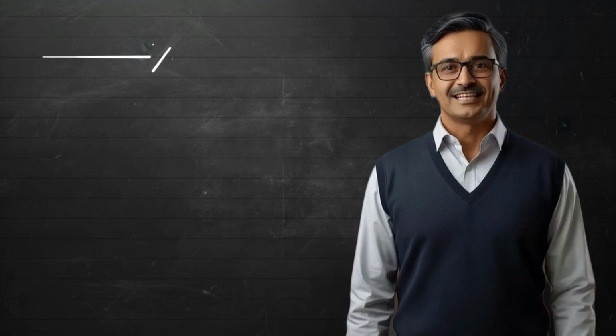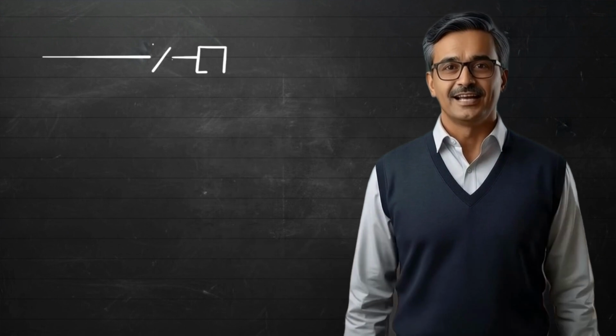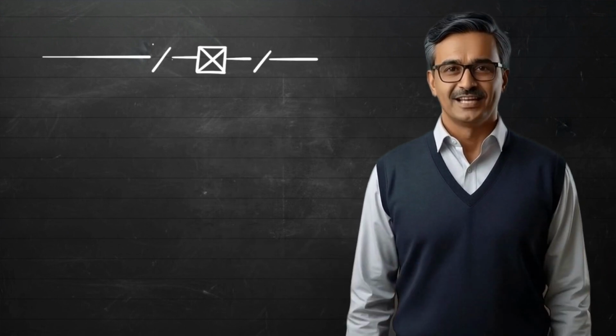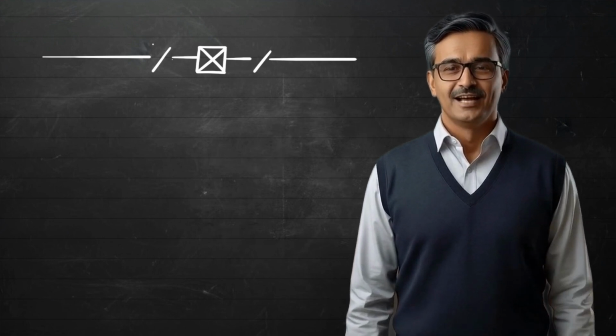This symbol represents an isolator. Next, this symbol represents a circuit breaker. Here we draw the busbar, which acts as a common connection point for all feeders. Now let us draw a complete feeder bay.